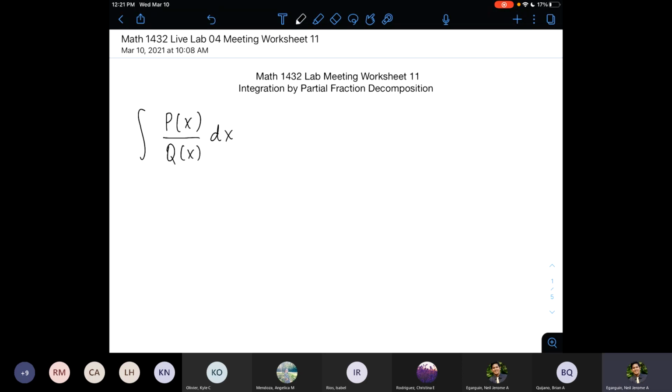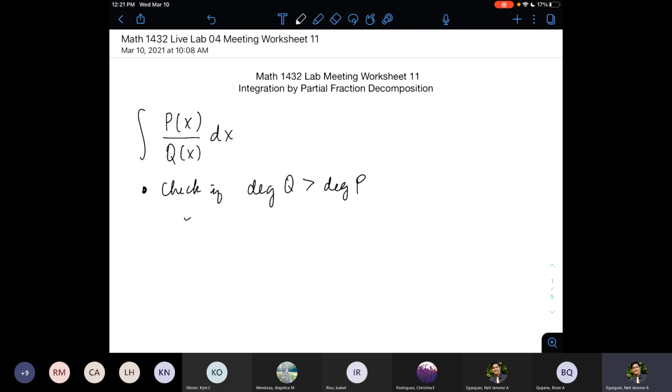Okay, so we want to integrate p of x over q of x dx. Now, after some substitution or some preliminary steps, you should have a polynomial in x over a polynomial in x, then you integrate it. So p and q are polynomials. First thing to do is to check if the degree of the denominator is strictly larger than the degree of the numerator. If that's the case, then we can move on to step number 2.